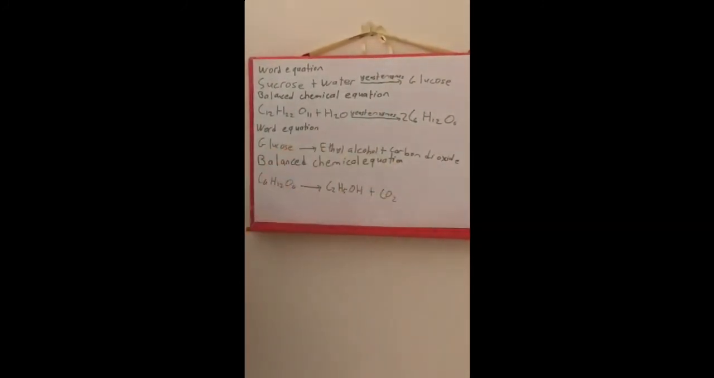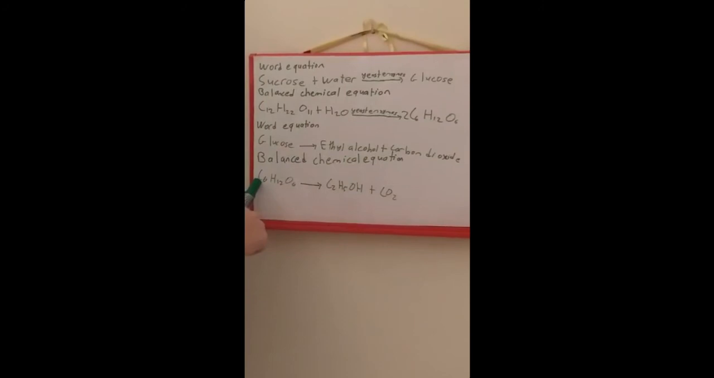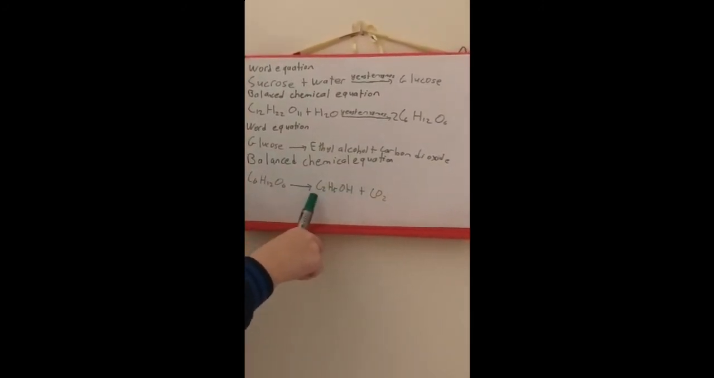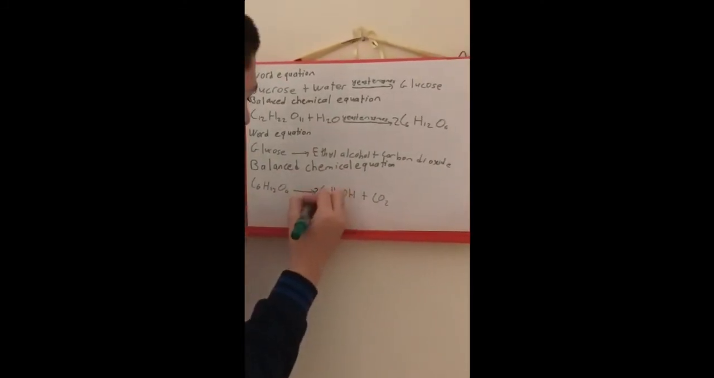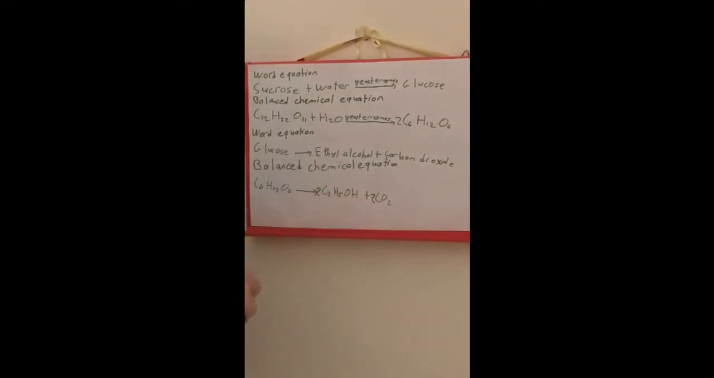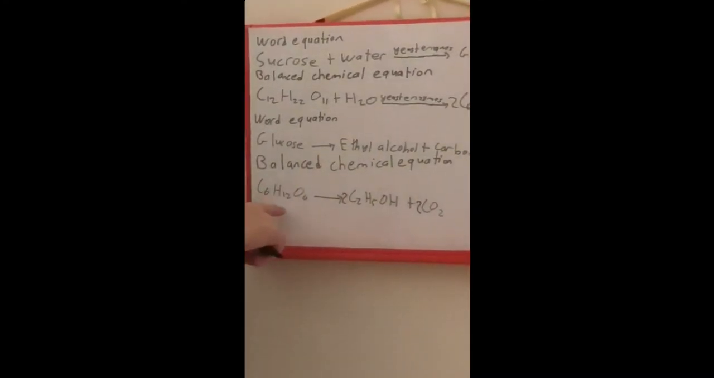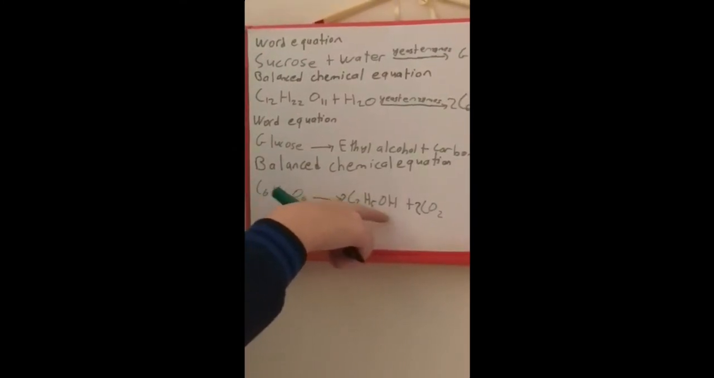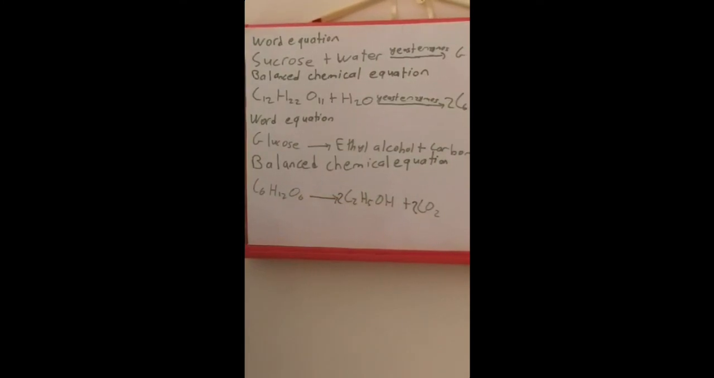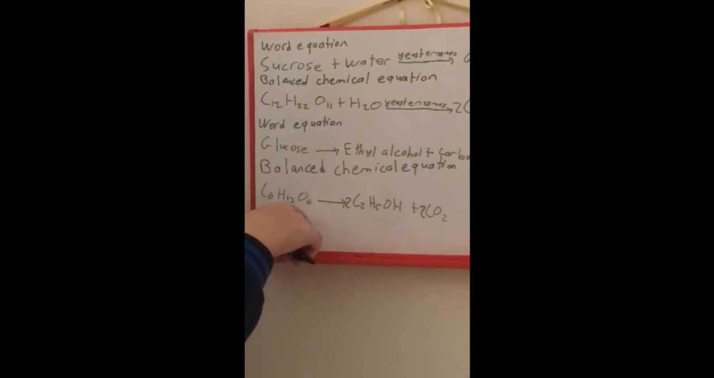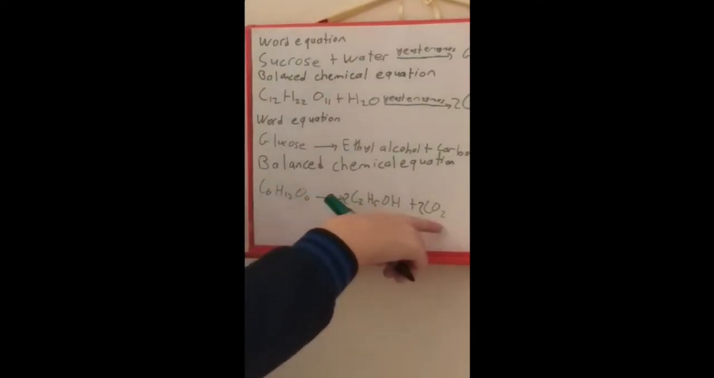So this is balanced. There are 6 carbons in the reactants, but only 3 in the products. If we add a 2 here and the 2 here, there are 4 plus 2, 6 carbons in the products too. There are 12 hydrogens, and 2 times 5, 10, plus 2, 12 in the products. There are 6 oxygens in the reactants, and also 2 plus 4, 6 in the products. So it's balanced.